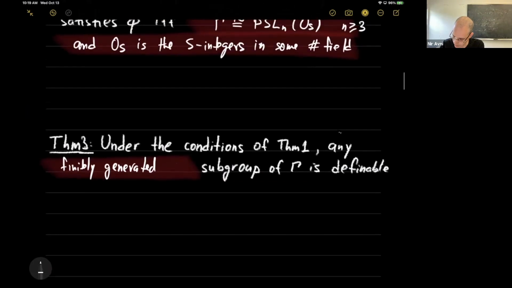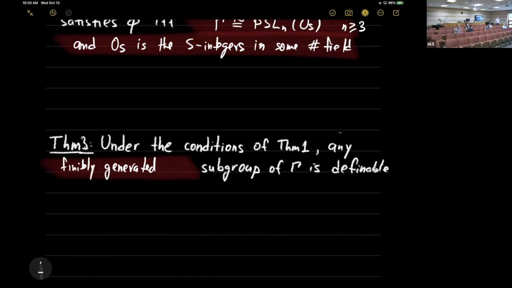So, I want to talk about the ideas in the proof. What's the general picture here? There are two ingredients that come into play. One logical and the other maybe group theoretic.